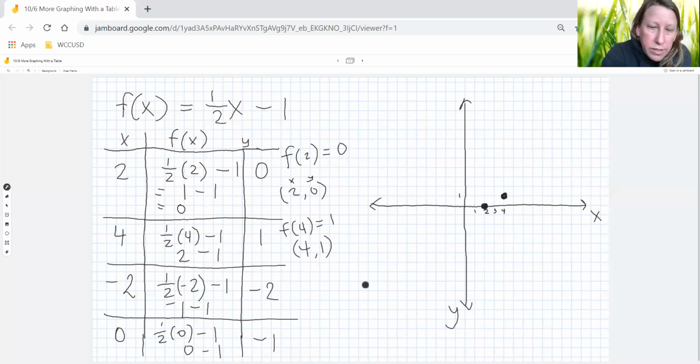Okay, we got some more points here. If -2 goes into the function, -2 comes out. That's kind of cool. And both are -2. The point is (-2, -2).